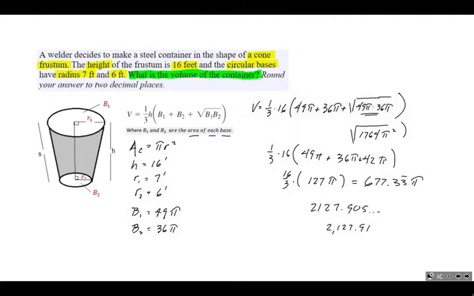And let's think about our units here. In our problem, we have a height of 16 feet. We have a 7-foot radius and another radius. Feet times feet times feet is going to give us feet cubed. That sounds like an appropriate dimension for volume. And so this looks like our final answer: 2,127.91 cubic feet in this frustum with height 16 feet and 2 radii 7 feet and 6 feet. I hope this is helpful.